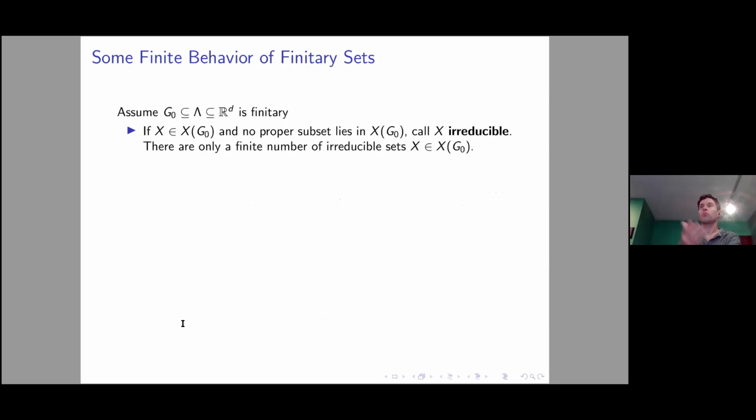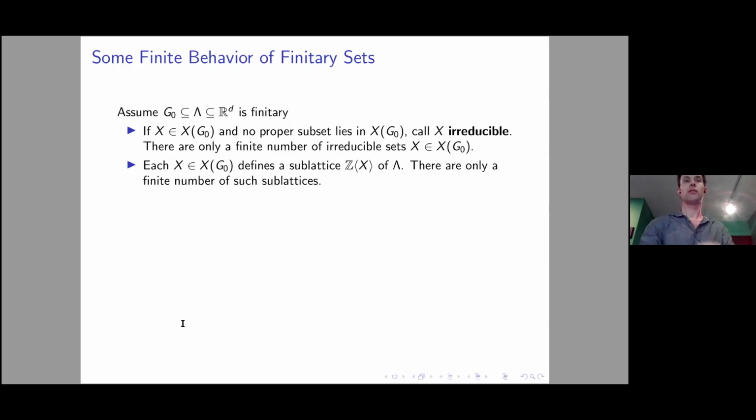And let's give first some reasons why I call this a planetary set. These are nice properties that have some finite behavior. The first one is that let's call a set in the set system X irreducible if there's no proper subset which also lies inside the set system. If we look at the set system, there may actually be an infinite number of sets inside the set system X of G0, but some of them may not contain any smaller sets. It turns out you can show there are only a finite number of irreducible sets.